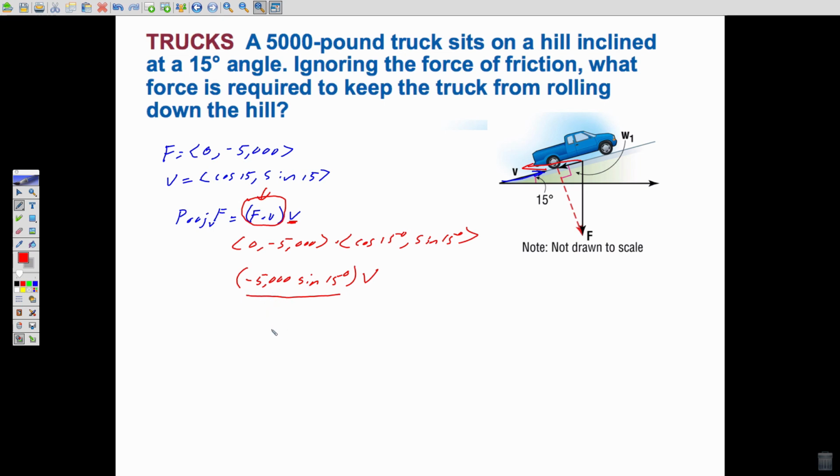So negative 5,000 times sine 15 is negative 1294.1, and that would be in pounds. So since that's the magnitude, the force required is going to be the negative of that, or our answer is going to be 1294.1 pounds.